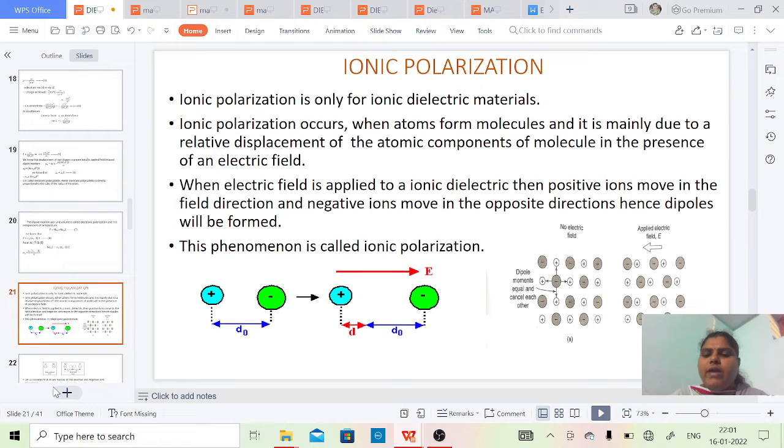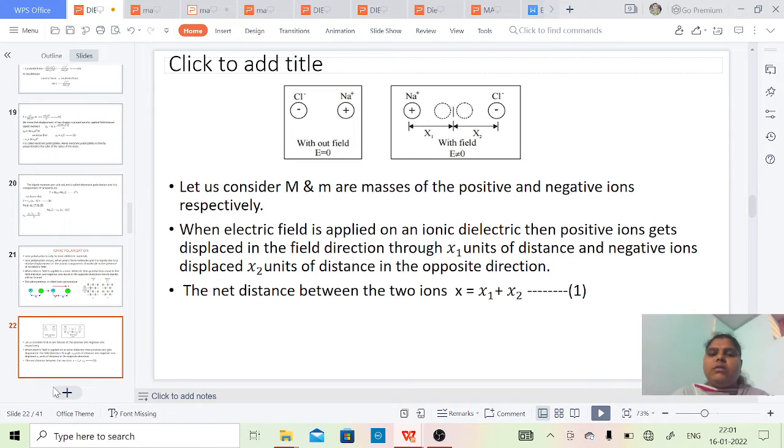See, whenever there is no electric field, the dipole moments are equal and cancel each other. Whenever we apply the field, the positive ions move towards the direction of the field and the negative ions opposite to the direction of the field. Now let us consider capital M and small m as the masses of the positive and negative ions respectively. When an electric field is applied on an ionic dielectric, the positive ions get displaced in the field direction through x1 units of distance and the negative ions are displaced x2 units of distance in the opposite direction. So the net distance between the two ions is x equals x1 plus x2.